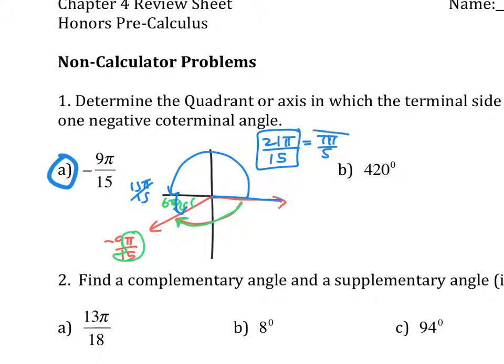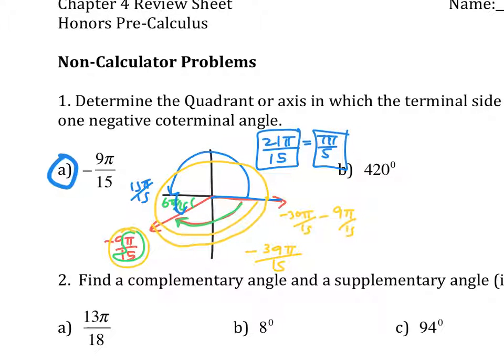Either would be fine. If I'm going in the negative direction, I would be going negative 2 pi, which is going to be negative 30 pi over 15, and then going an extra 9 pi over 15. So negative 30 pi over 15 and an extra 9 pi over 15 would give me negative 39 pi over 15, which can also reduce down to negative 13 pi over 5. Again, either would be fine.